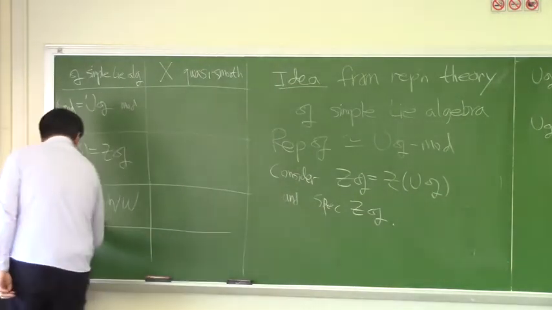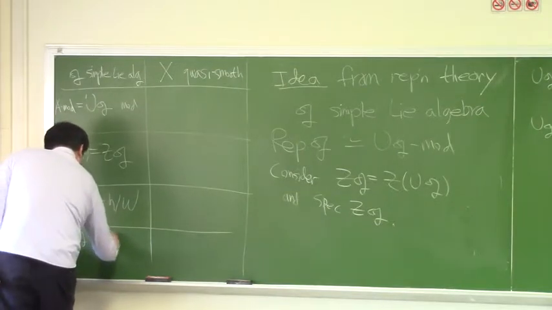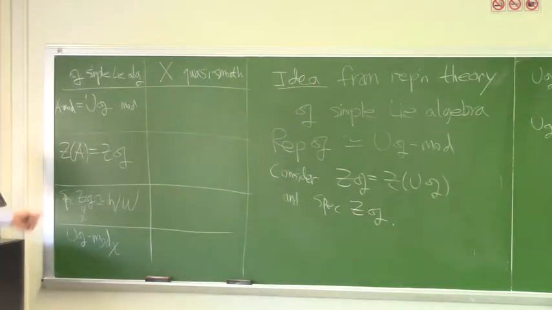And then, given an element chi, I can successfully decompose the category using this chi. I just decided to look at only the ones supported on this, which is a pretty well-known idea of representation theory.